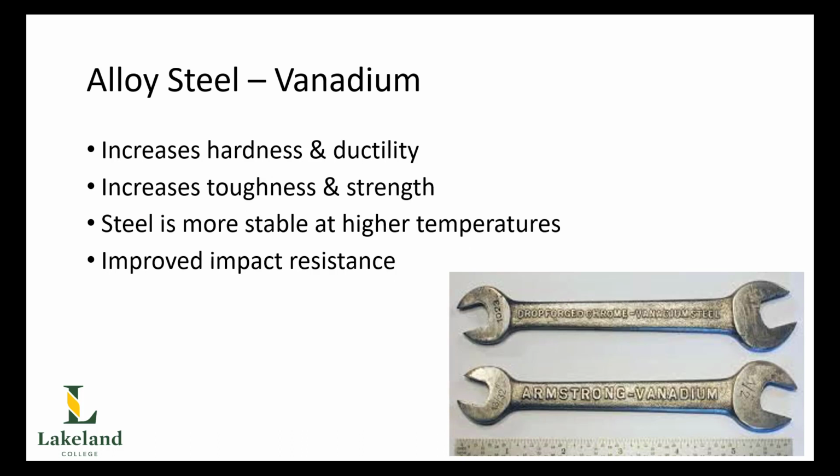Now, the next steel to mention is that of vanadium. Vanadium increases hardness as well as ductility. It increases toughness as well as strength. And it's also good for being used at high temperatures as well as improving impact resistance. So vanadium is another good choice for an alloy for operating at high temperatures and pressures, for example.